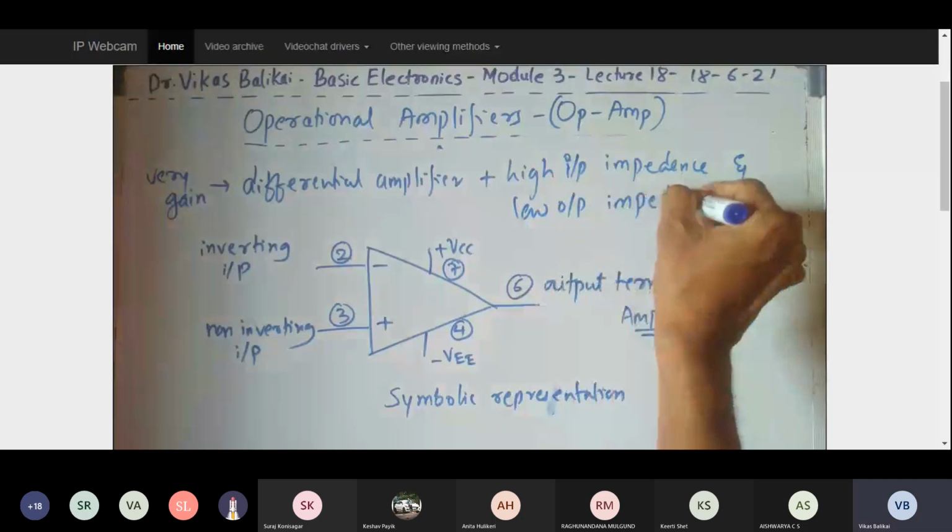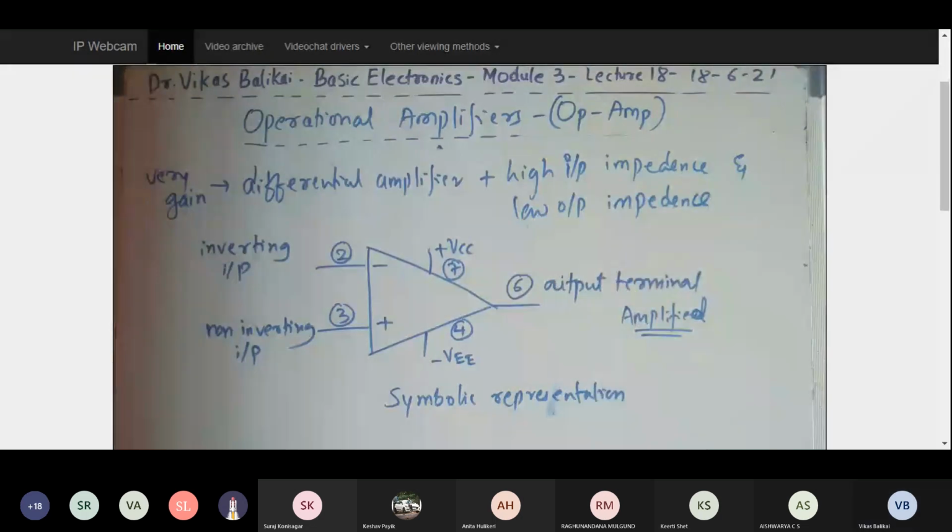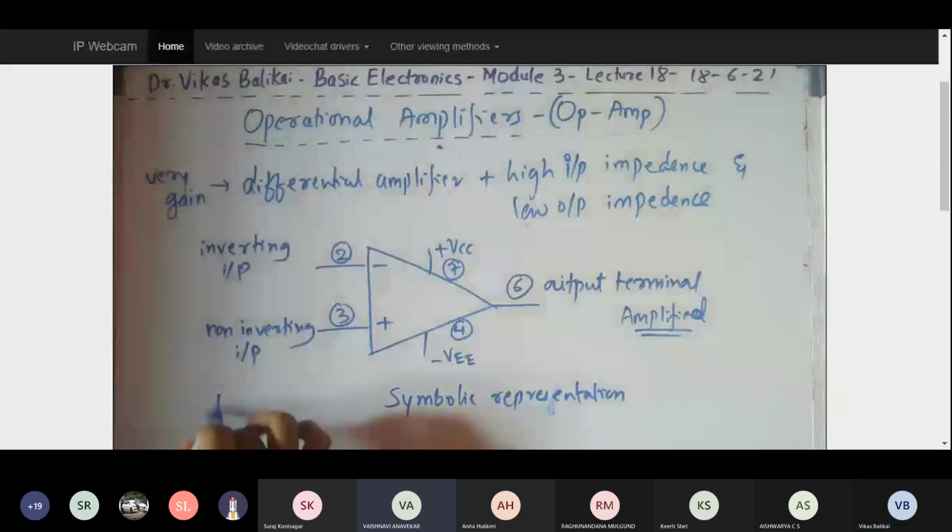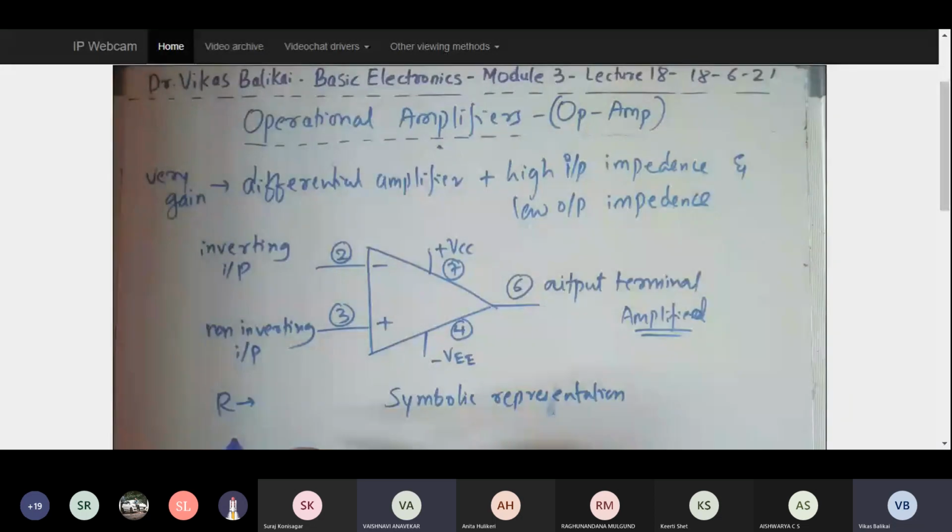Can anybody tell me what you mean by impedance? What do you mean by impedance? It is a kind of resistance. When you take resistance, it is opposition to the flow of current. Obviously, resistance is opposition to the flow of current.